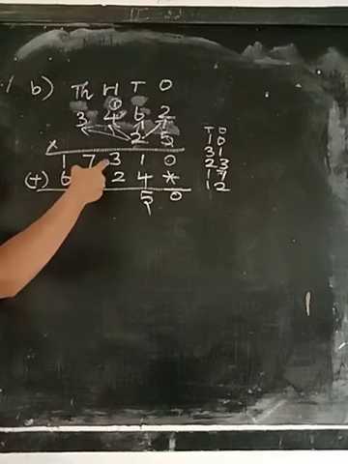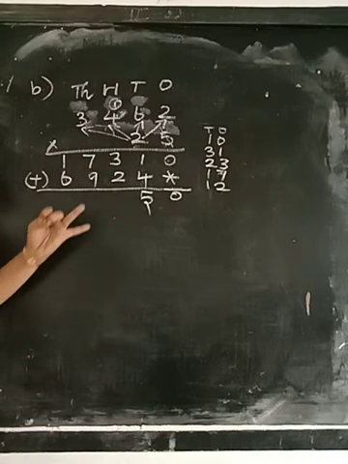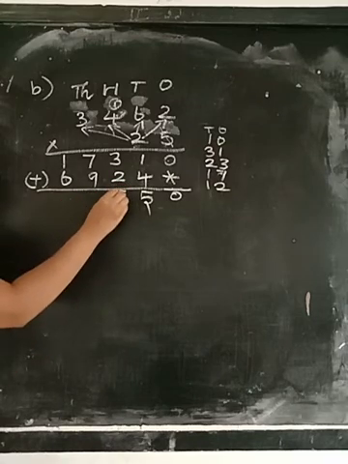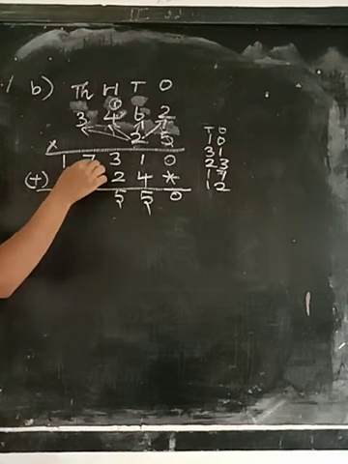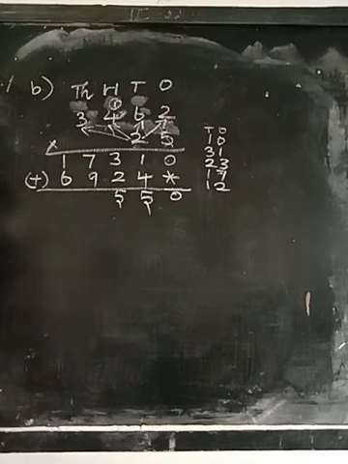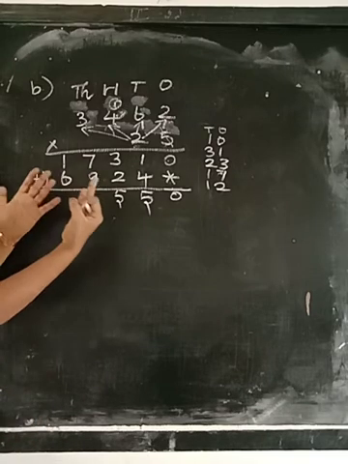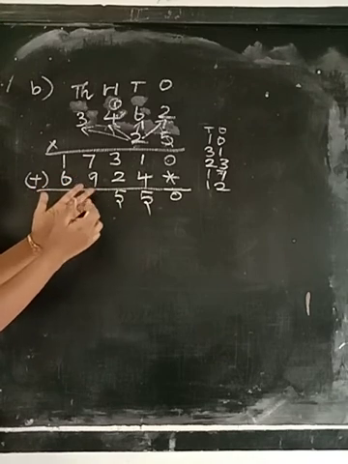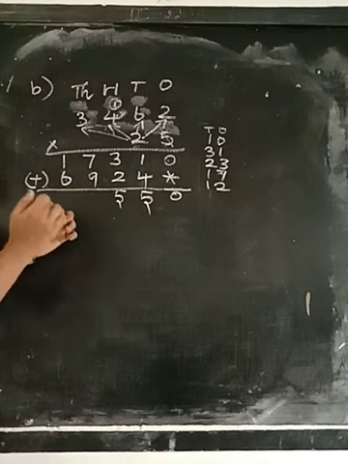Next the number is 3 2. 3 in the mind, 2 in the fingers, 3 after 4, 5. Here also the answer is 5. Next 7 9. 9 is the bigger number. 9 in the mind, 7 in the fingers, 9 after 10, 11, 12, 13, 14, 15, 16.